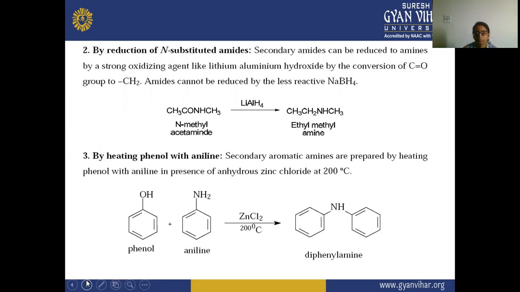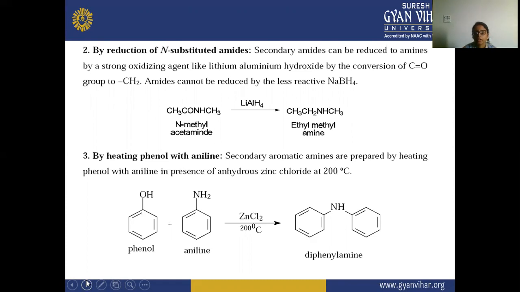By the reduction of N-substituted amides. So here, in the amides there is a reduction that is happening, and from this reduction there is a formation of this secondary amine. So by the reduction of N-substituted amides, the amides can be reduced to amines by strong reducing agents like lithium aluminium hydride, by the conversion of the carbonyl group to CH2. Amides cannot be reduced by the less reactive sodium borohydride.